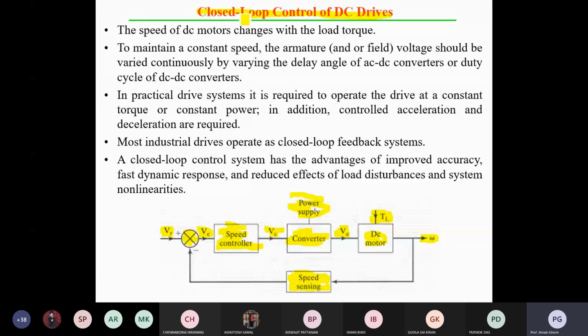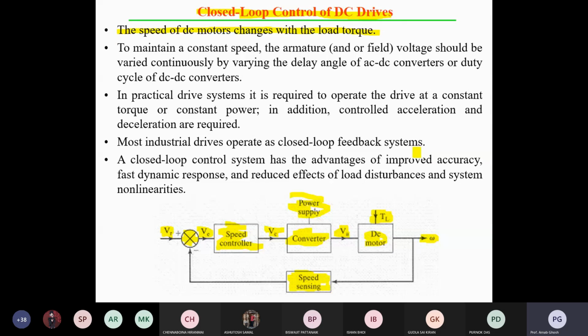So the speed of the DC motor changes with the load torque. Definitely if load torque has changed, speed also changes. But in closed loop, at the end of the day, your speed should be in the range. It should not vary very abruptly. That variation will be given in the data sheet at the time of testing by the manufacturer.